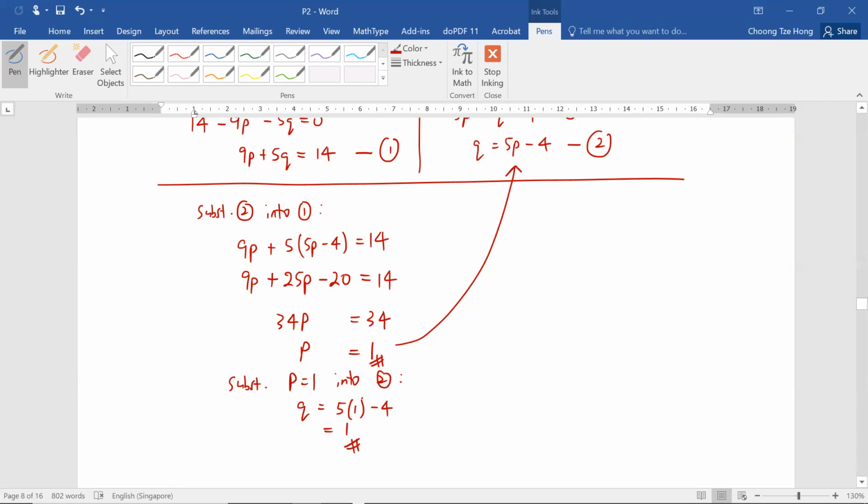As you can see, this is an example of a question that looks difficult, but actually it's not difficult. In fact, if you try it, you will find that it's a rather easy question. So don't be afraid when you see questions that are unfamiliar.